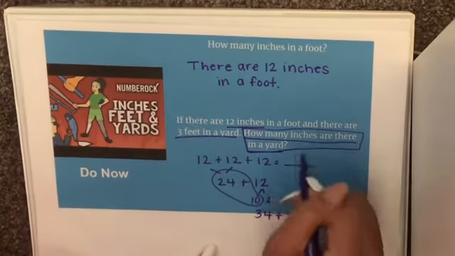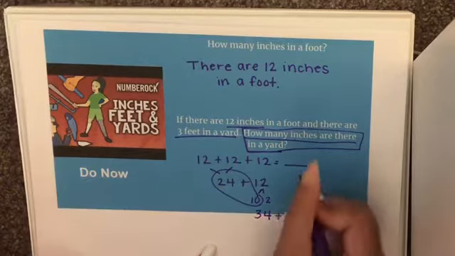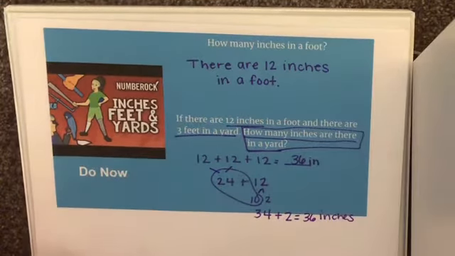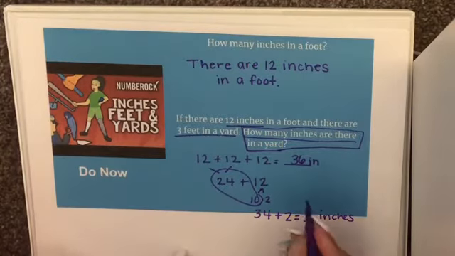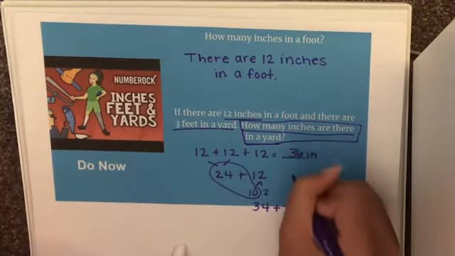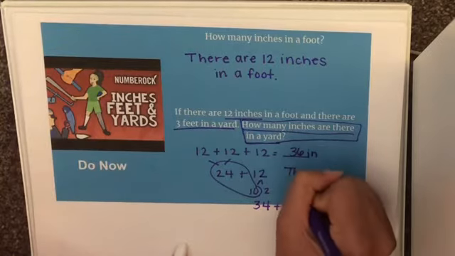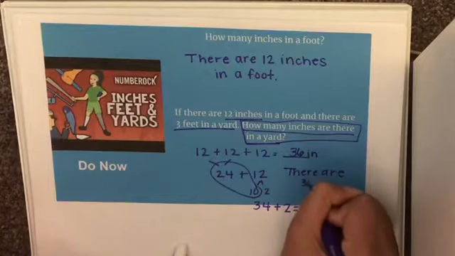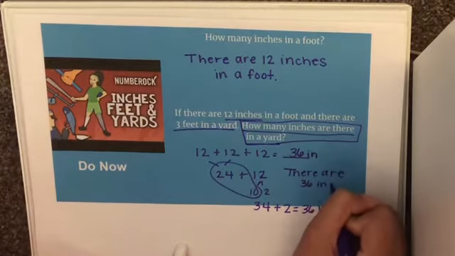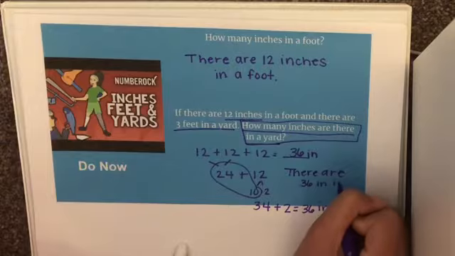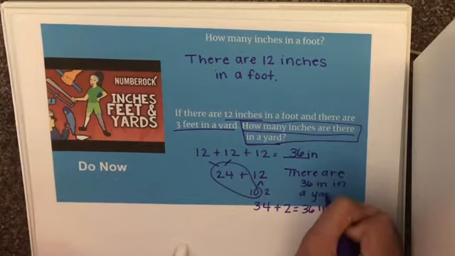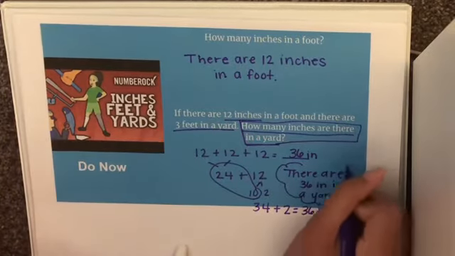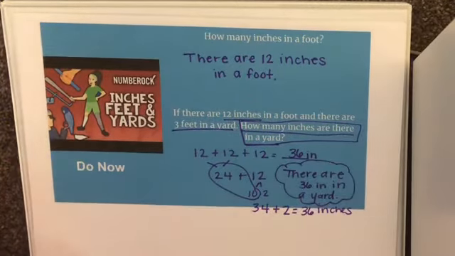Okay? So there are 36 inches in a yard. But wait, I'm not done yet. I need to make sure that I write my statement. So I'm going to say again, there are 36 inches in a yard. And that's basically all I did for this problem.